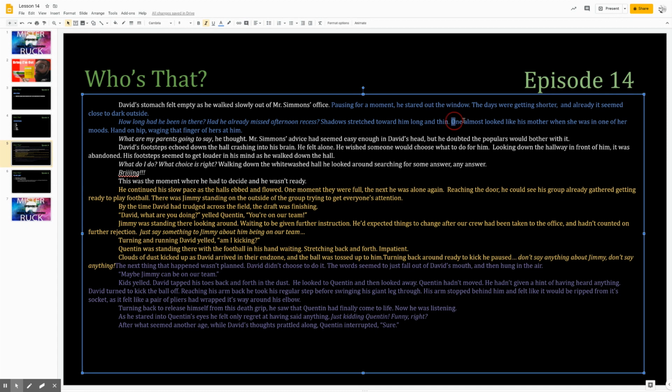We know it's David. One almost looked like his mother when she was in one of her moods. Hand on hip, wagging that finger of hers at him. Okay. Now this, because they're different genders, is not a problem. If it was hand on hip, wagging that finger of his at him, that would be confusing. But since we're talking about a female, mom, and David, him, no problem. What are my parents going to say? He thought. Since he's our main character, we only get to know his thoughts, so that's not a problem.